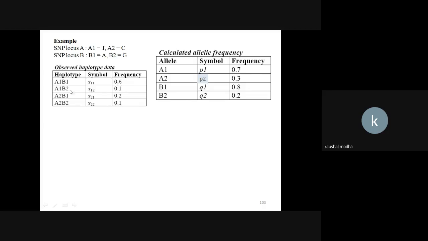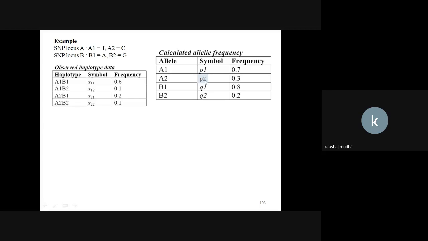When we say haplotypic frequency of A1, B1 is 0.6, in this 60% of individual haplotypes, out of total haplotypes under consideration, A1 allele is present. That's the idea. In 10%, A1 is also present, but here in this 60%, A1 is with B1. In this remaining 10%, A1 is with B2. So 70%, you can say, or 0.7 is the frequency of the A1 allele.